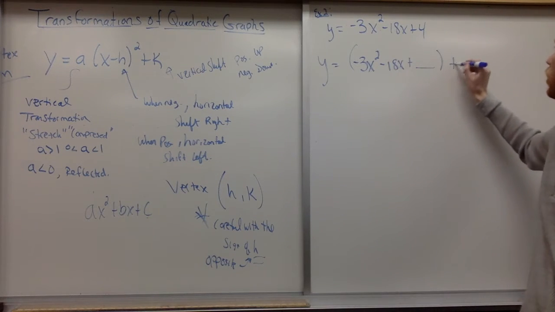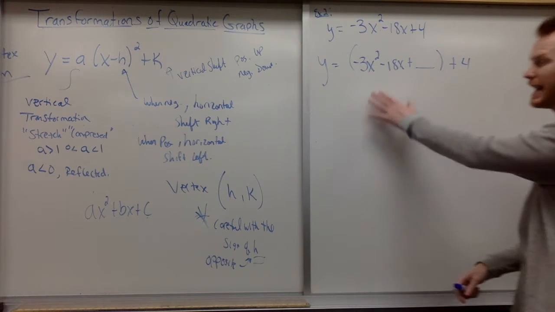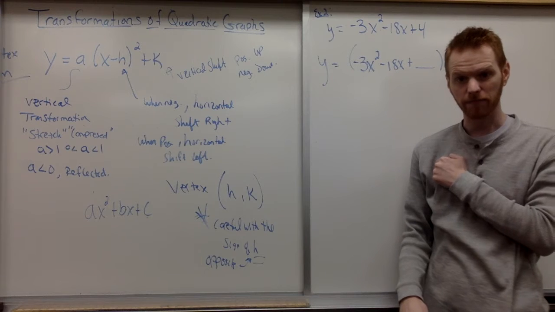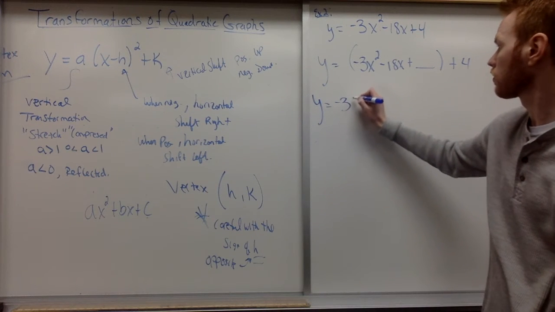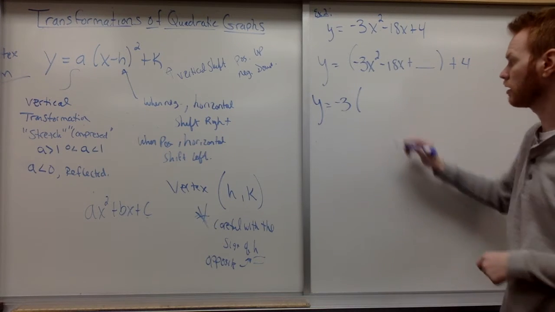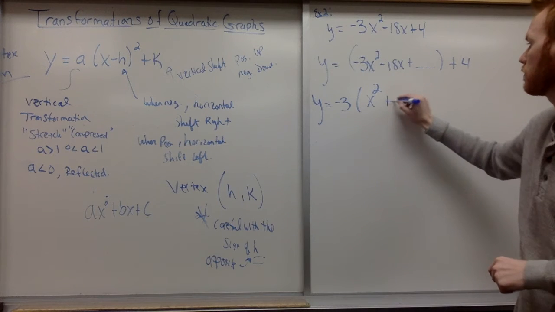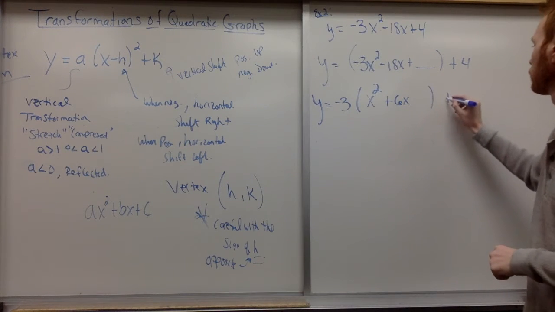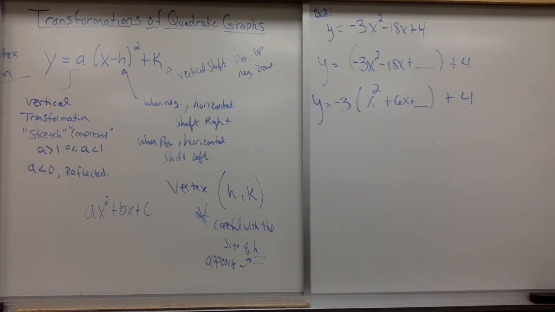Now, before I make this guy a perfect square trinomial, that -3 has to be factored out, right? That's allowing us to do so. Now, when I divide by -3 here, I get an x squared. -3 divided by this guy will give you a positive 6x. Now everything's factored out perfectly.